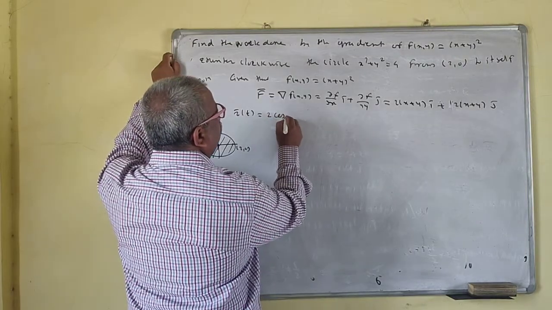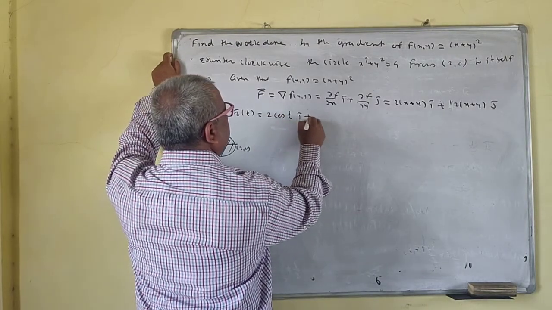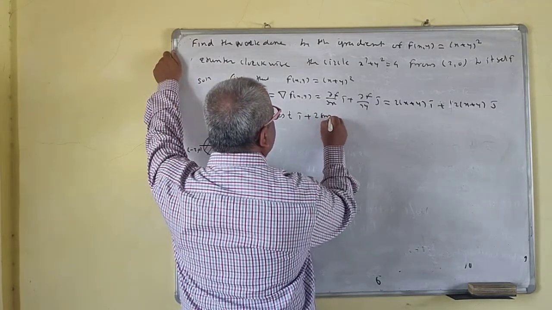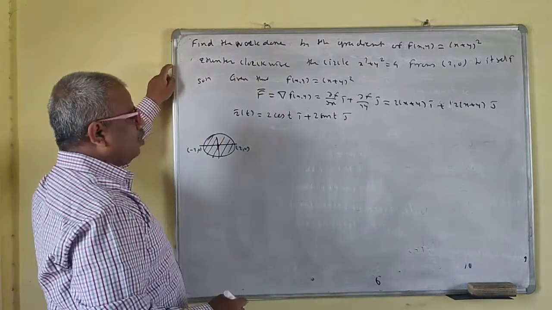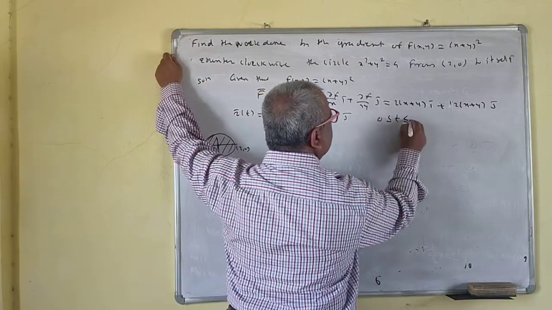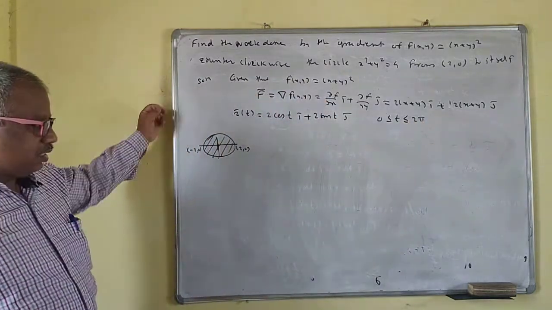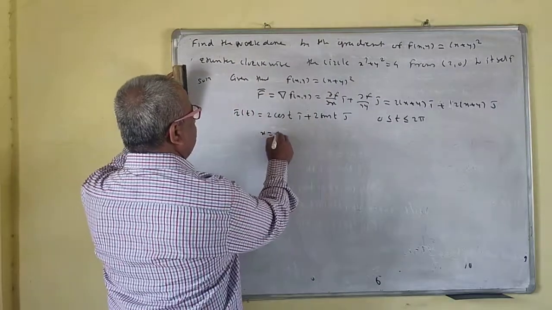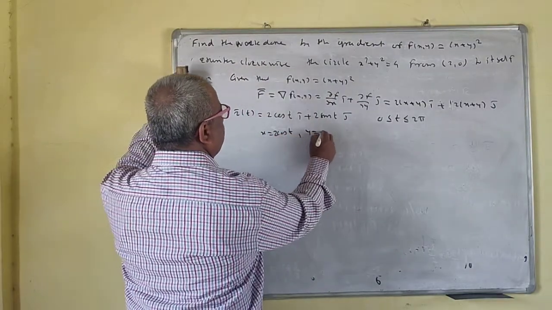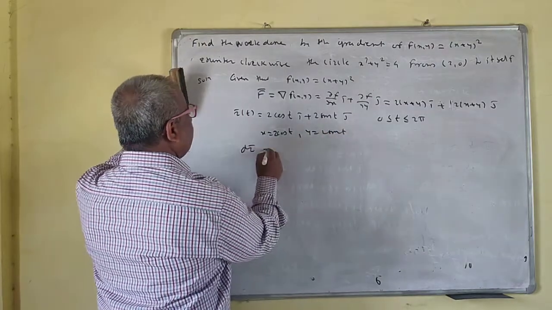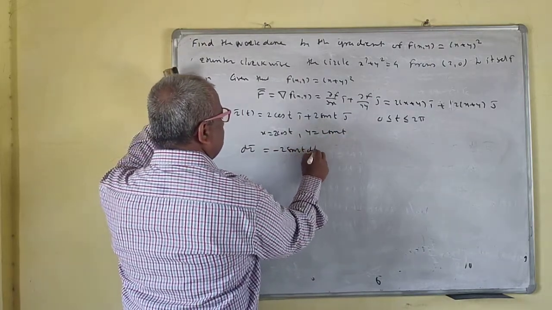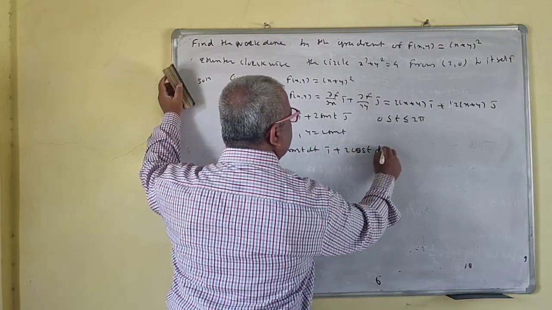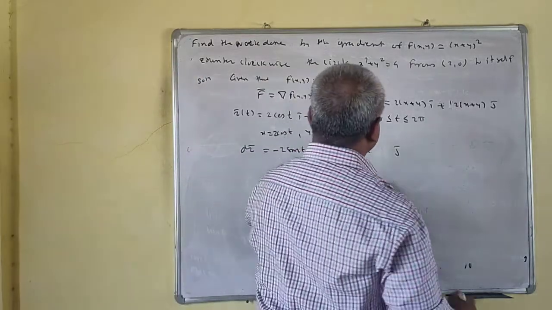And you know the parametric equation for a circle is a cos t i bar plus b sin t j bar, and b is also 2. So 2 sin t j bar. And the range of t is the full circle, 0 to 2 pi. So your x is 2 cos t, y is 2 sin t. So dr bar is equal to minus 2 sin t dt i bar plus 2 cos t dt j bar.